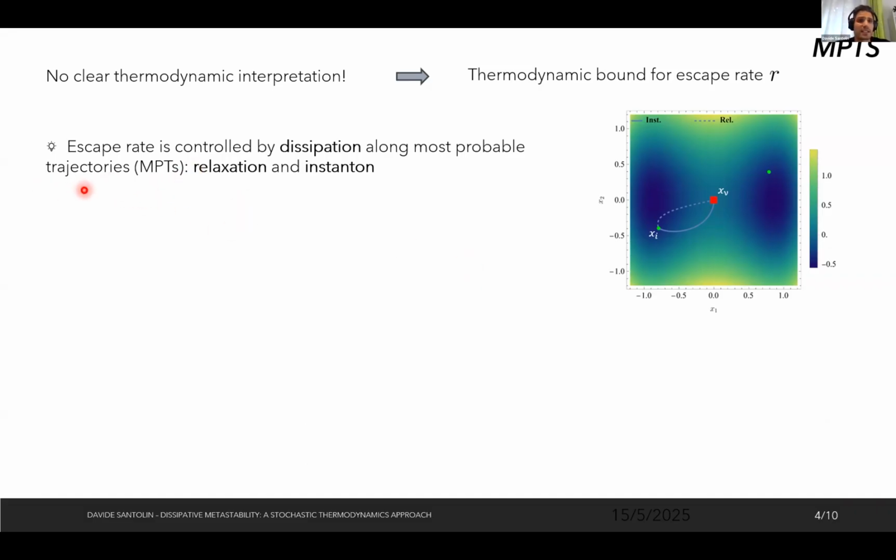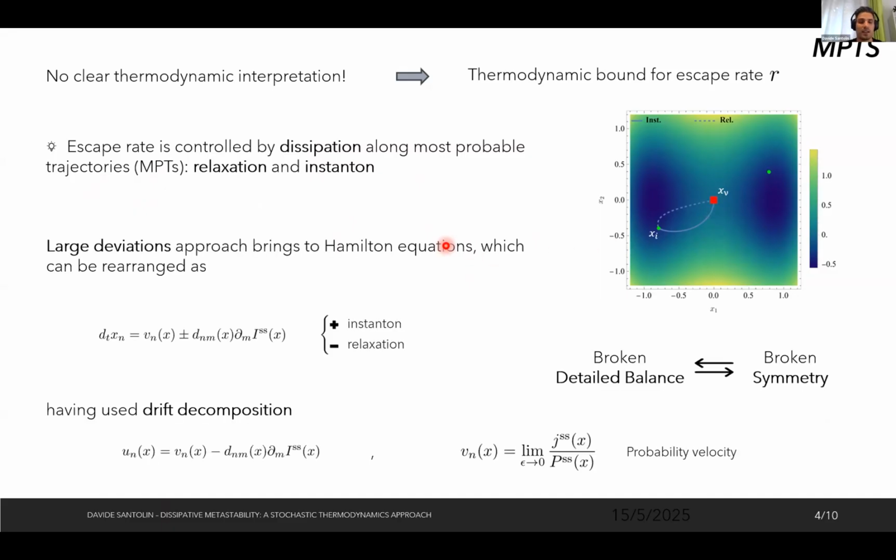So our idea is the fact that the escape rate is controlled by dissipation along the two most probable trajectories connecting a stable fixed point to a saddle, that are the relaxation trajectory and the instanton. Because the point is that when we are out of equilibrium, detailed balance is broken. And so the time reversal symmetry that we would observe at equilibrium between instanton and relaxation, one being the time reversal of the other, is lost.